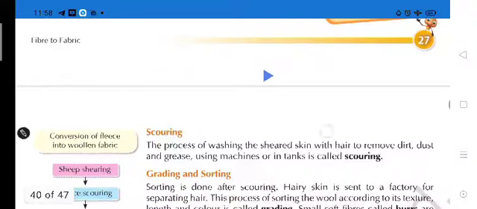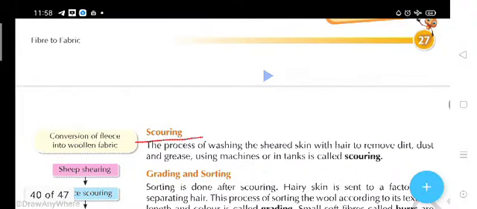Now the second process is what? Scouring. What happens and what do we do in the scouring process? The process of washing the sheared skin with hair to remove dirt, dust and grease, using a machine or in tanks, is called scouring. Scouring means, friends, simply we have to clean the dirt. We have to clean the dirt by using different machines.